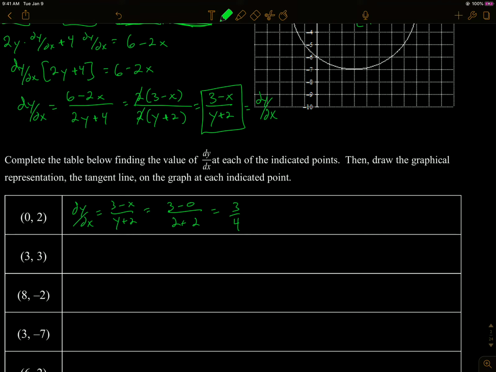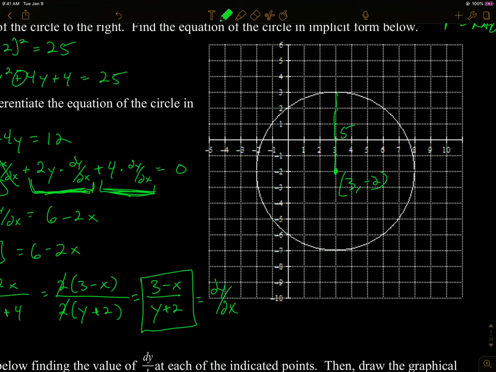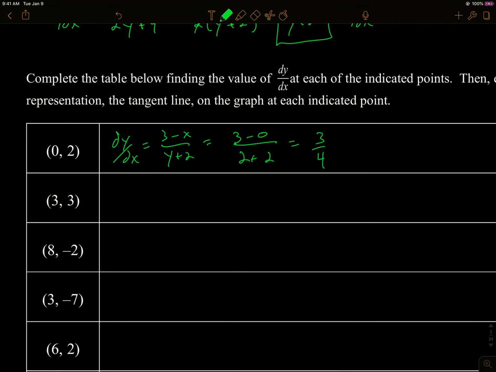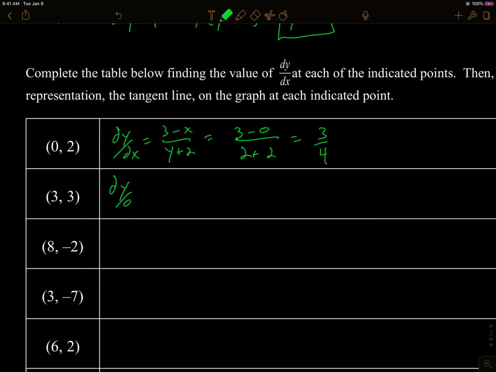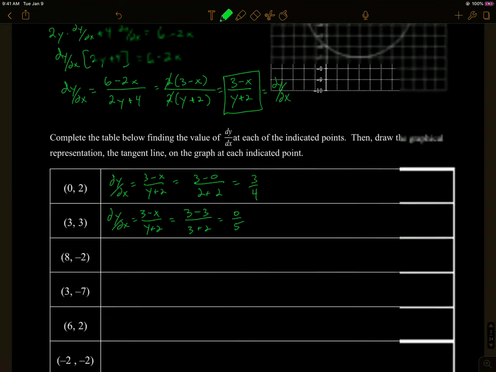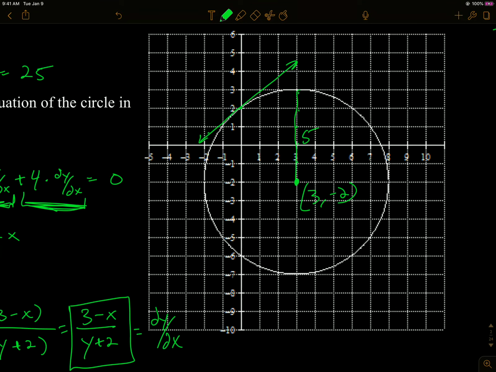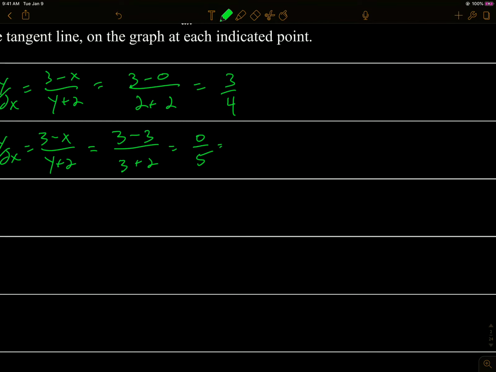I don't have a straight edge, but let's go to the point (0, 2). And if I draw my tangent line, there it is. And that's a slope of 3/4. All right, so now we go to (3, 3). I plug in that point. I'll write out my derivative each time. So I get (3 − 3) over (3 + 2). I'm getting 0 over 5. If I go to the point (3, 3), that's right here. I can see that I have a horizontal tangent line because my derivative is 0.